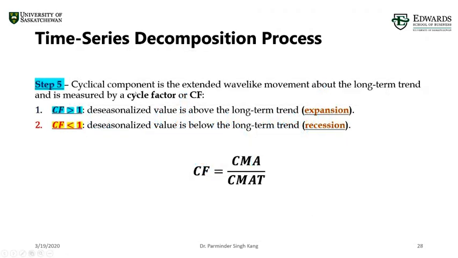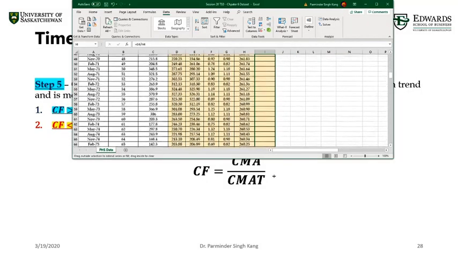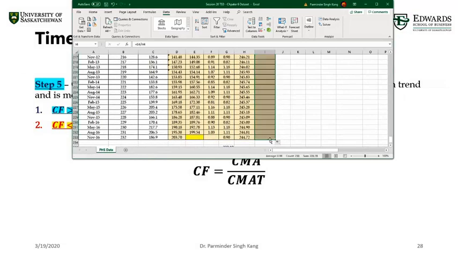Okay, so from here we can get the cycle factor. So cycle factor is a ratio between centered moving average divided by centered moving average trend. So let's go back to Excel. So we have a centered moving average in column E and centered moving average trend in column H. So this is the ratio between centered moving average for private houses sold divided by centered moving average trend for private houses sold, which is 1.14 for August 1959. So let's apply this across. So now from here we got our CF.